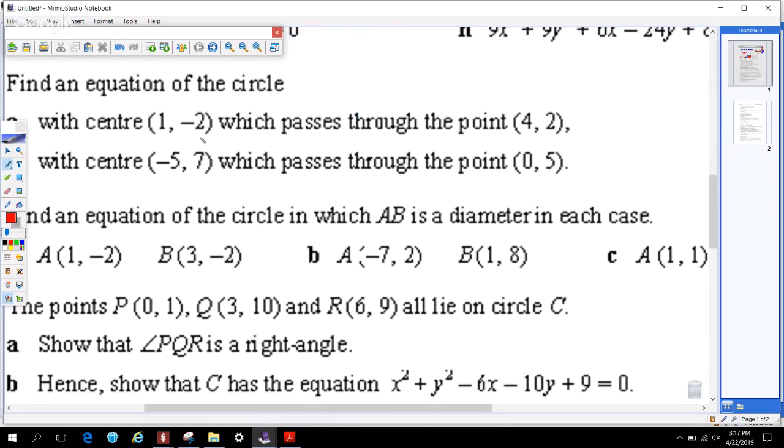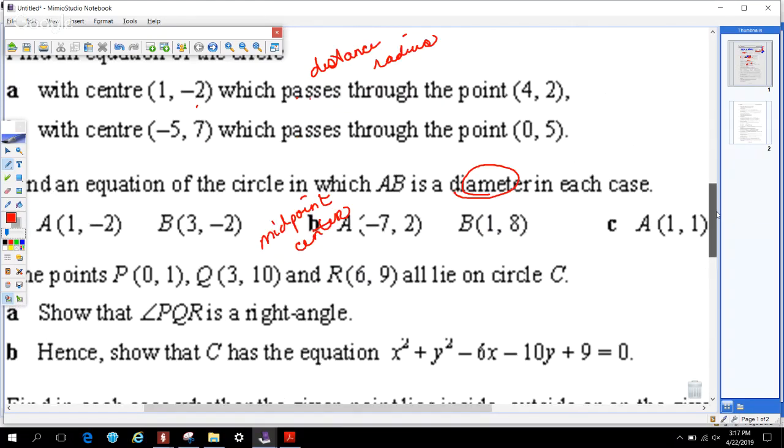This last one, it tells you the center passes through the point. It wants this. Because it gives you the center, you're going to use the distance formula to get the radius. So write down here, distance for radius. Here, it gives you the diameter. So you're going to end up having to do a midpoint to get the center. So I'm just telling you what you need to do. I would write it down so you know how to do it later if you want to look at it.